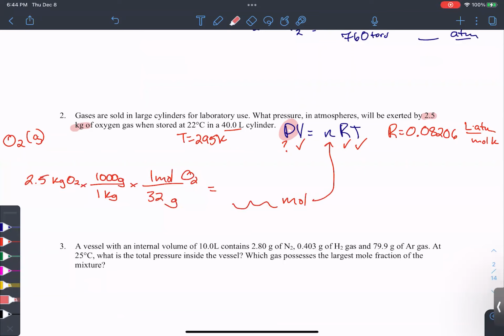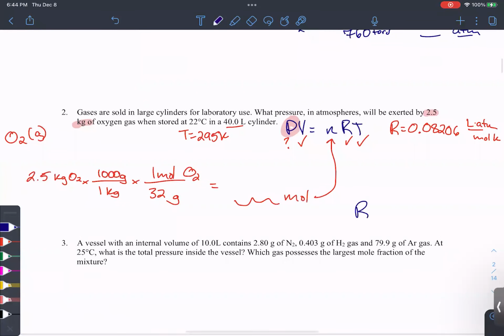What's the other R that we talked about? There's another R that you will be given on the exam, so this is one of them. The R that we use for the gas law constant. The other one is 8.314 joule per mole Kelvin. We use this R, it's actually the same R, I promise. It's just the unit is different.